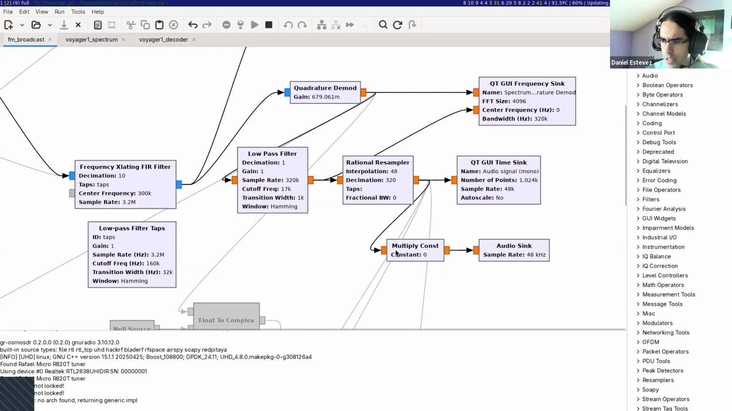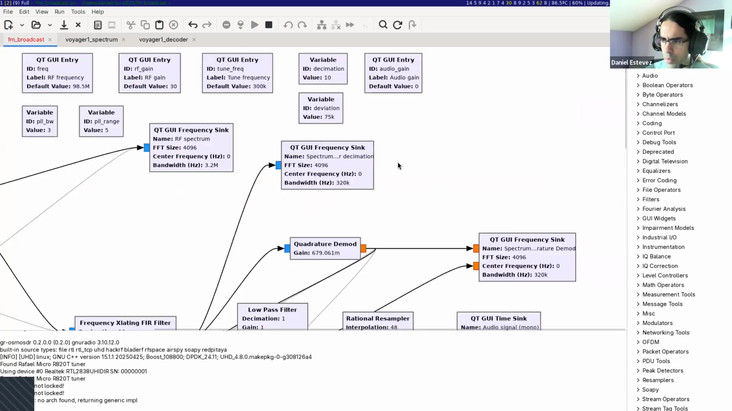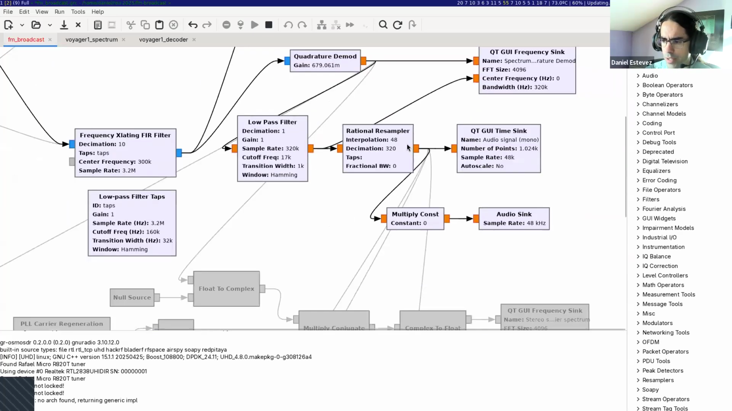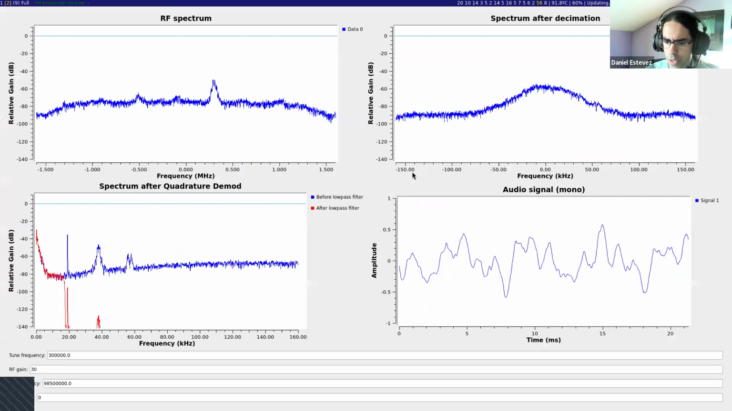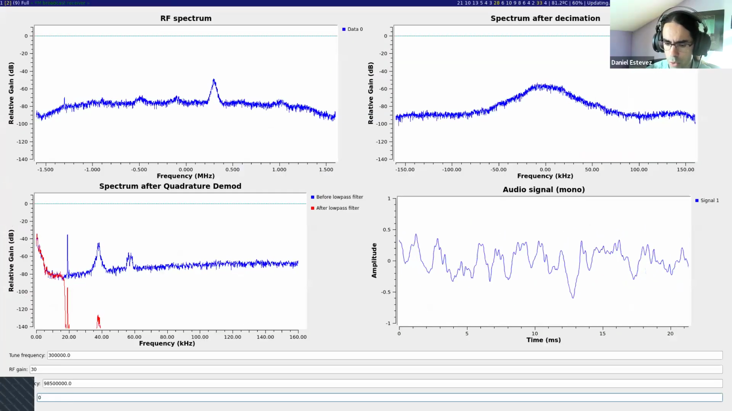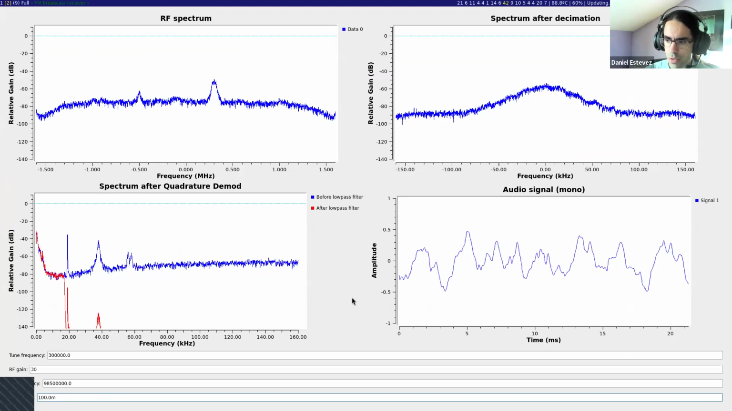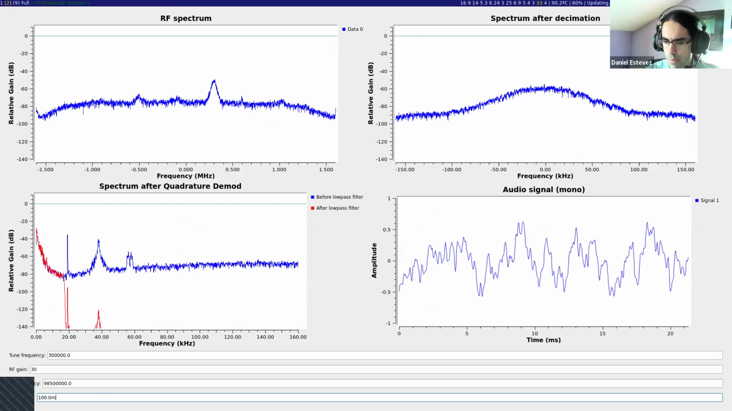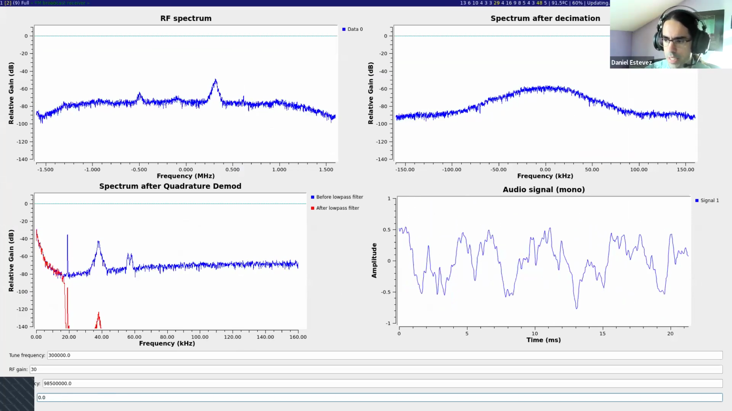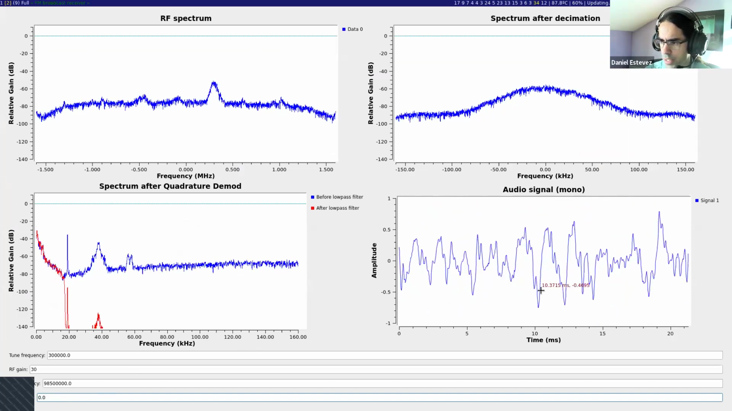But at the moment, I have this multiply constant block. This is connected to audio gain, which is a QT GUI entry, so the same thing as always. I want to enable this by putting something like 0.1, and we can listen to some music. So I guess this comes across. Let me disable it again. So yeah, some cello music playing, which is what we can see here.